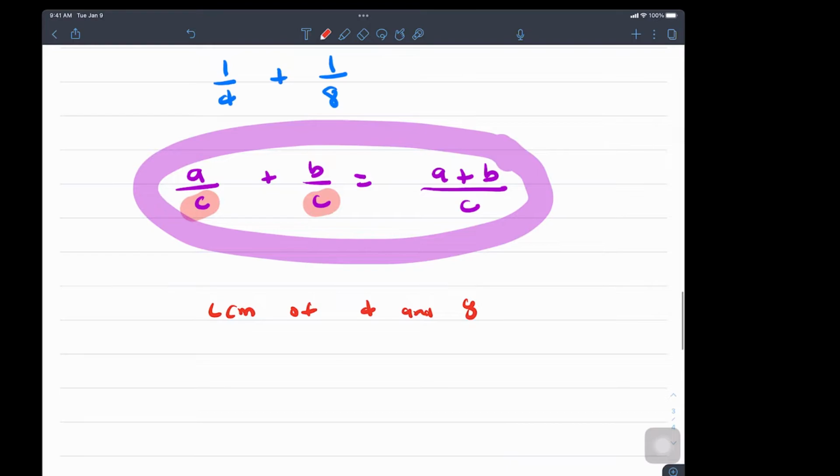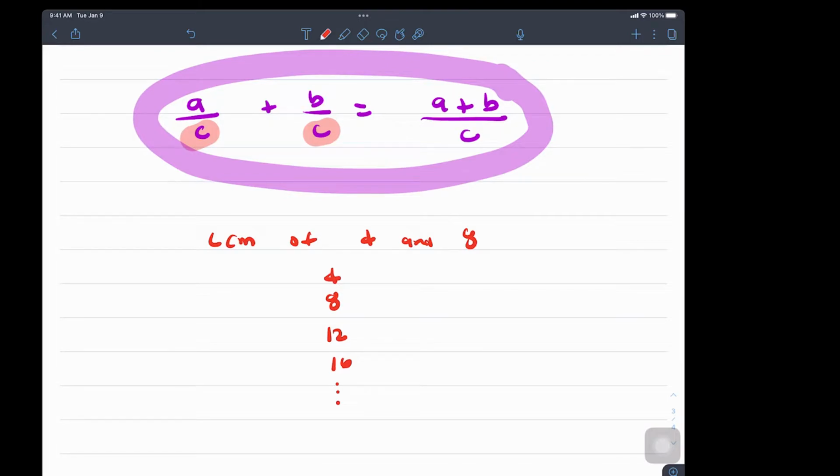So you say LCM. What are multiples of 4? 1 times 4 is 4. 2 times 4 is 8. 3 times 4 is 12. 16. That process goes on forever. That's just for the 4. Now, 1 times 8 is 8. 16, 24, 32. This process goes on forever as well. So the smallest common multiple here is actually, the least, the smallest is 8. That's the LCM. It's 8.